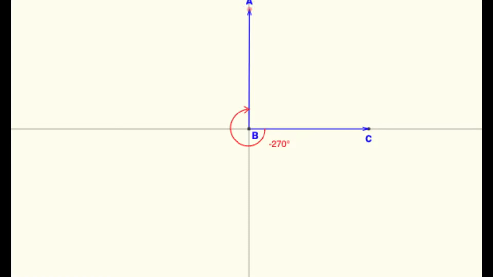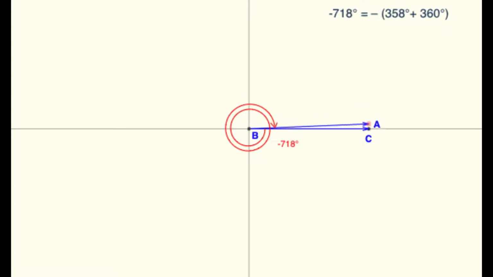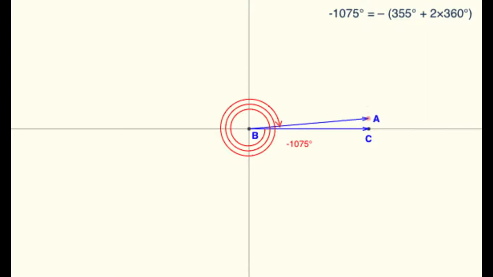This is negative 270 degrees. Positive 90 degrees and negative 270 degrees take up the same position. And this is negative 360 degrees. So 0 degrees, positive 360 degrees, negative 360 degrees take up the same positions. Now the second revolution. In 2 revolutions, the angle covered is negative 720 degrees if we measure the angle in clockwise direction. And for 3 revolutions in clockwise direction, the angle measured is negative 1080 degrees.